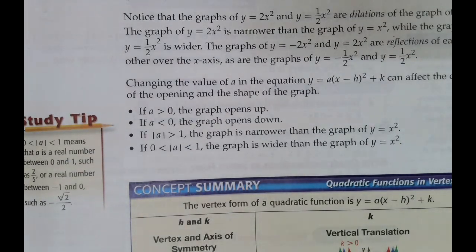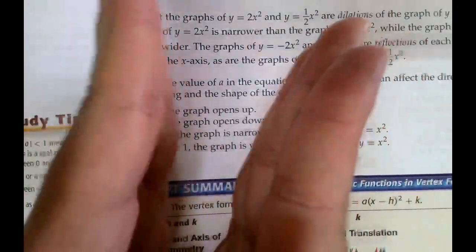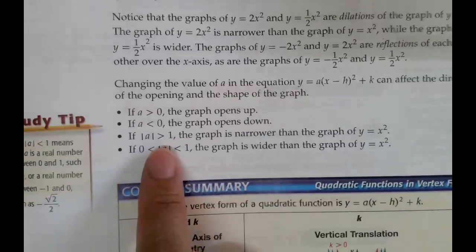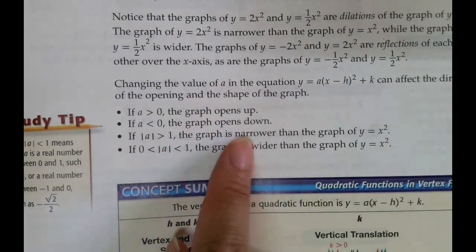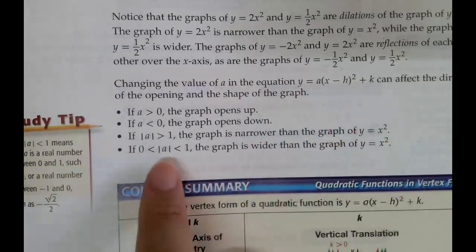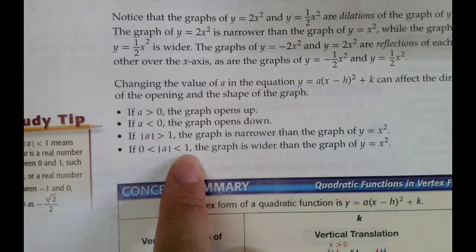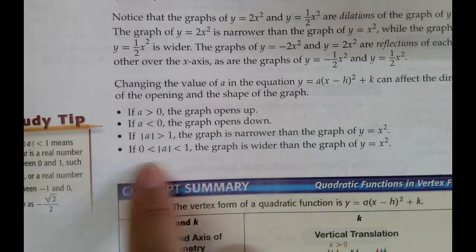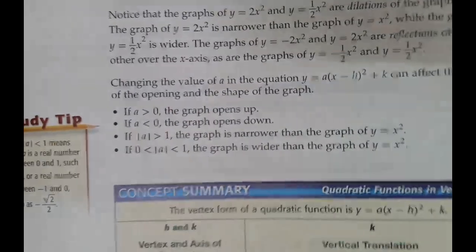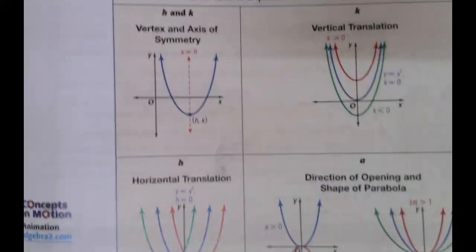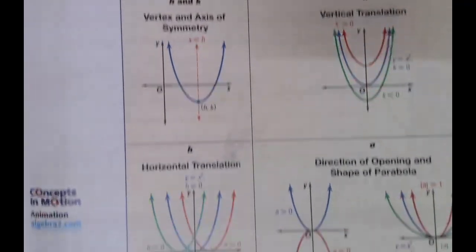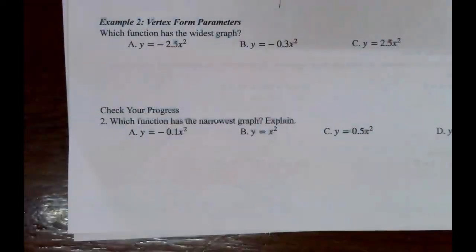Okay? And then what we also notice, remember from our absolute value discovery lab, is that a basically stretches or compresses the graph vertically. So if a is greater than 1, it's going to look narrower compared to our parent graph. And if the absolute value of a is between 0 and 1, it doesn't mean it's just a fraction. It has to be a fraction between 0 and 1, then the graph is going to be wider. Okay, and then on page 287, it does a really nice summary of that for you. And so that takes us to example 2.